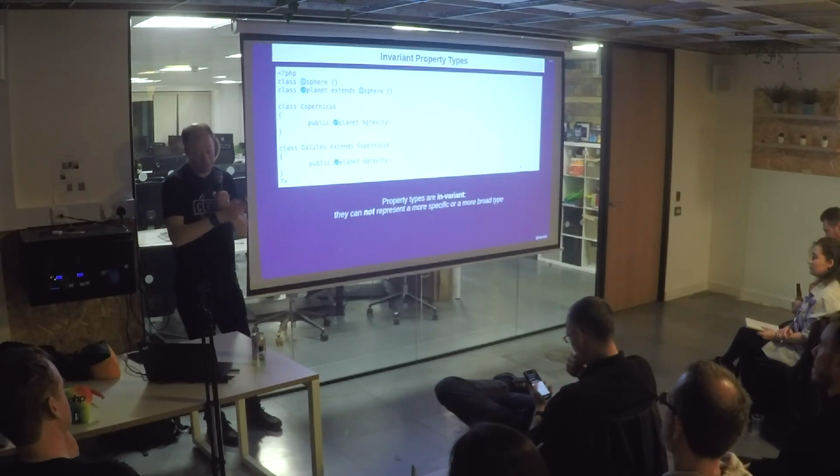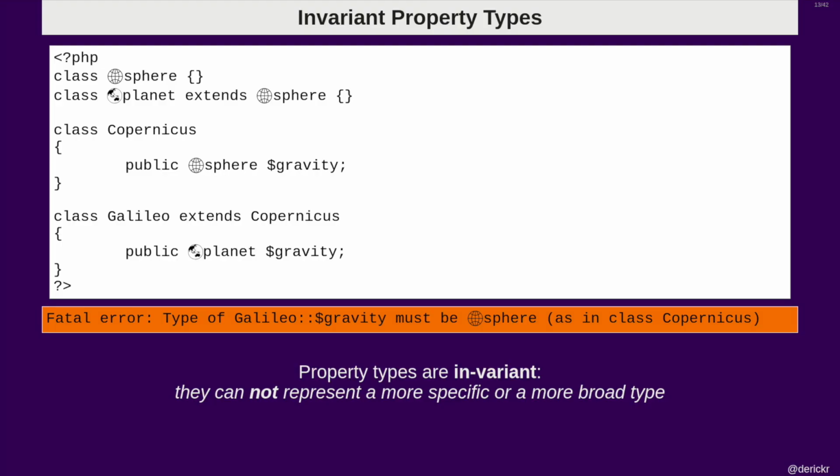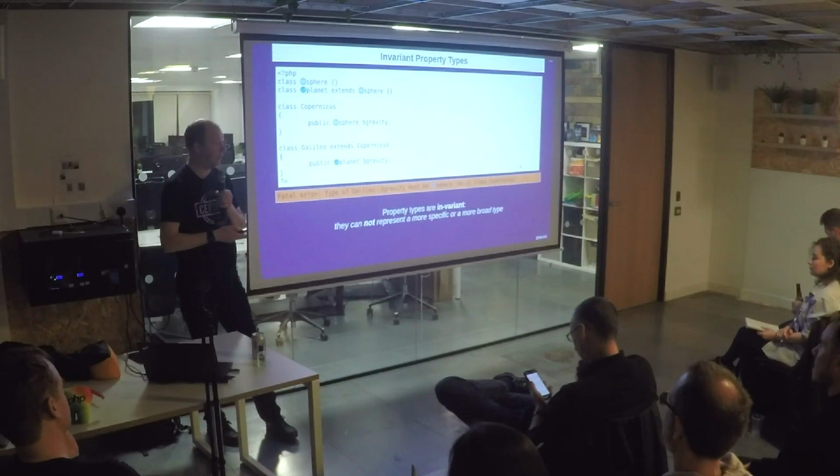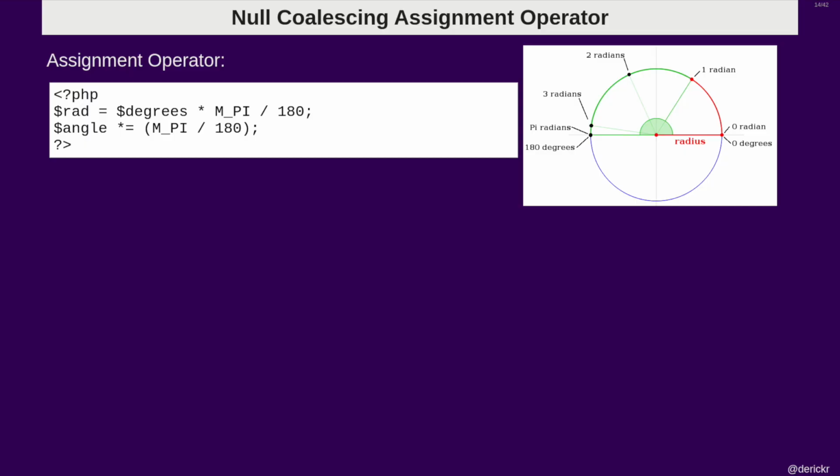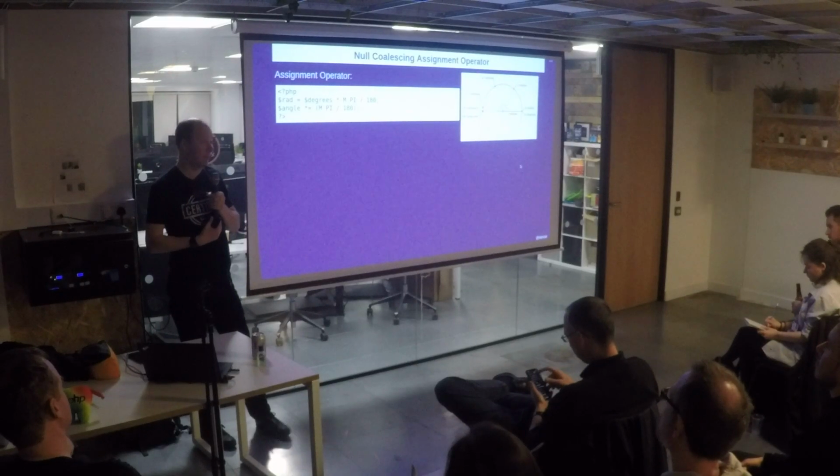Which means, again, if you give it a different type, then you will get an error message. Again, you get a fatal error because this gets checked when the script gets parsed. All right, so that's probably the biggest thing in PHP 7.4, and there's a whole bunch of smaller things that you might also find interesting.